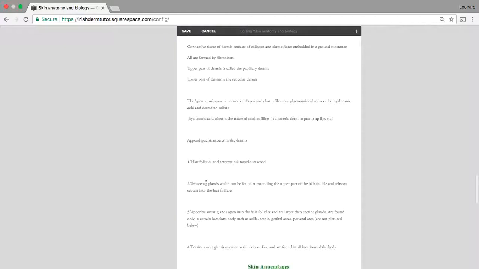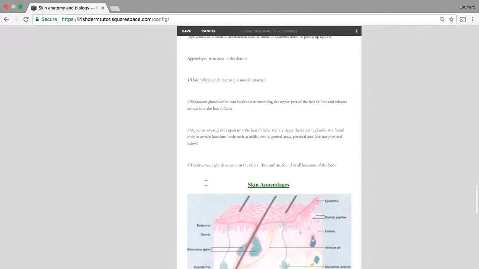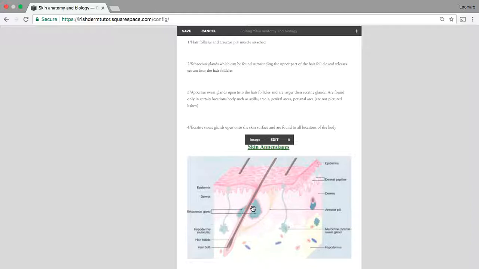Now, within the dermis, there are a lot of appendageal structures, and there's an image of these right here. So the hair follicle is often found in the dermis and it can extend down to the subcutis, and it's got an erector pili muscle connected, which, when it contracts, makes the hair stand up. At the upper part of the dermis are the sebaceous glands. And these basically release sebum into the hair follicles. And obviously, these are very important in things like acne.